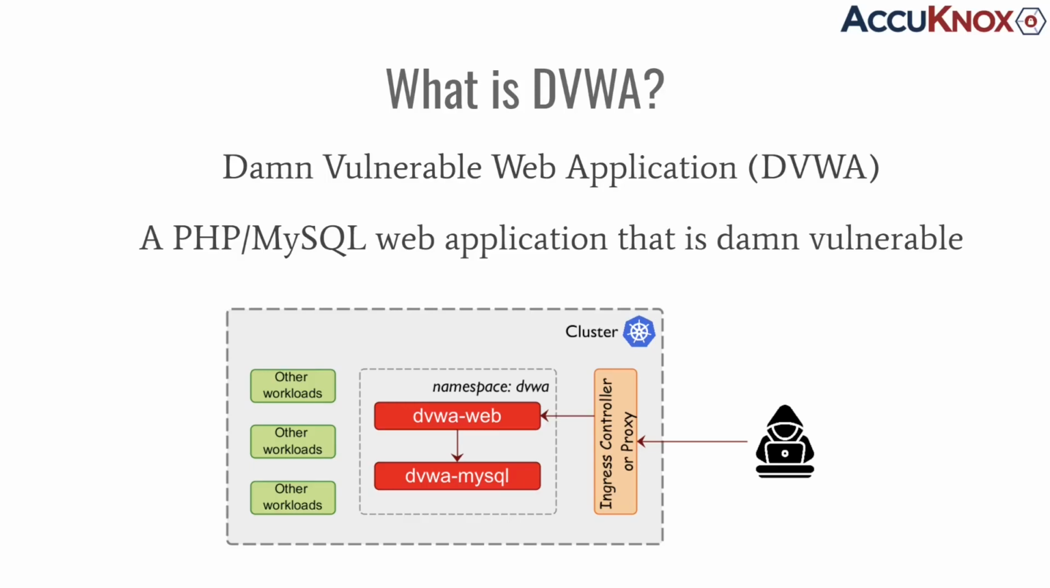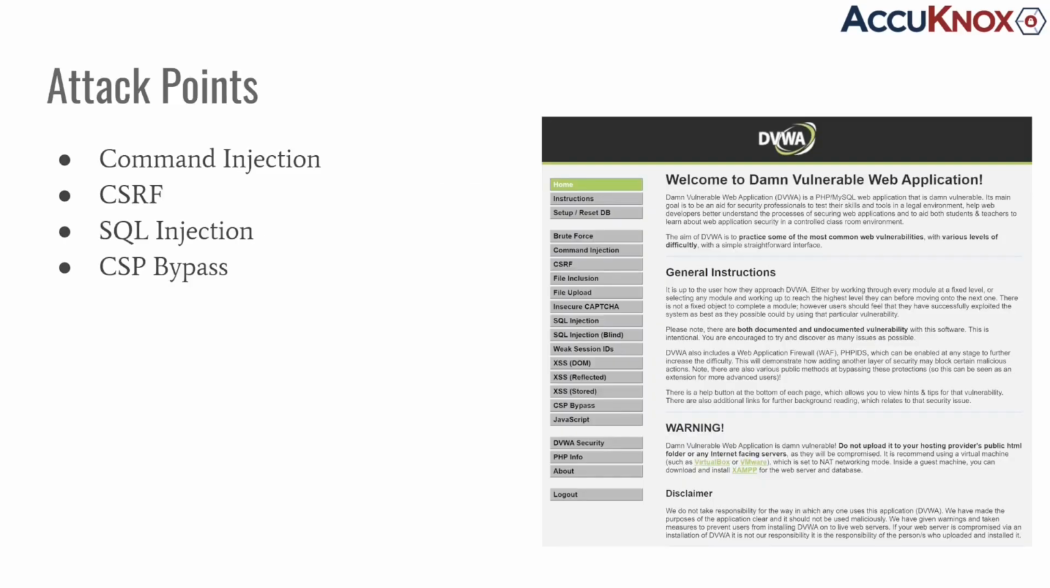The DVWA application is installed on a Kubernetes cluster in the DVWA namespace. It contains two primary components, DVWA web that interacts with the user, and a MySQL database. The DVWA application specifies multiple attack points and surfaces. The attack points are focused on web applications and typically involve attacks based on command injection, CSRF, SQL injection, CSP bypass, and several others. In this demo, we will look at how AccuKnox tooling can help protect from such attacks.